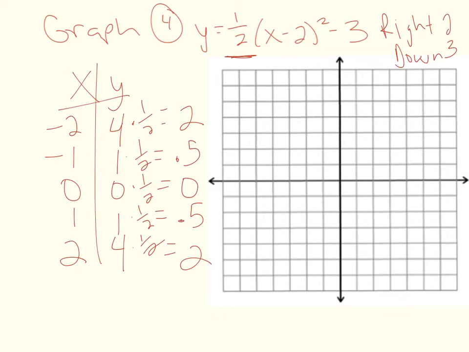So when I graph this, I go left 2 up 2. Left 1 up 1/2. 0, 0. 1 up 1/2. 2, 2. So there's my graph. Again, it's a curve, not a V. It's a parabola. And then we said we're moving everything right 2 and down 3, so you want to move every point right 2 and down 3. So there is my graph.